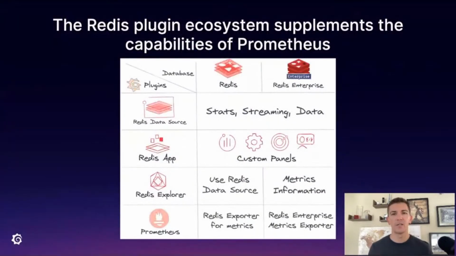The Redis plugins ecosystem supplements the capability of Prometheus. Prometheus can gather information from Redis and Redis Enterprise using the Redis exporter for metrics and the Redis Enterprise metrics exporter. Combined with the metrics from Prometheus and the real-time application data, which can be streamed with the custom panels on the same dashboard, this can provide you the full picture of your application.